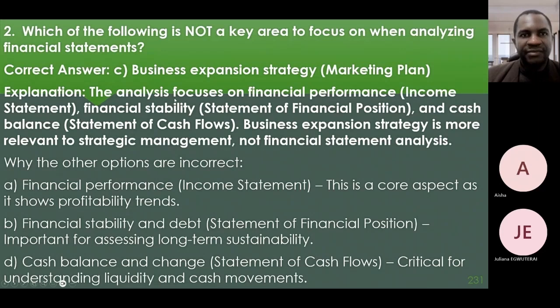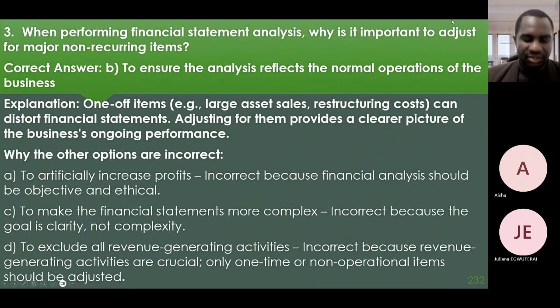Exactly. When performing financial statement analysis, why is it important to adjust for major non-recurring items? They both got it, and that question was tricky. Yeah. That's the answer. To ensure the... yes, of course. You guys got it. One-off items, e.g., large asset sales, restructuring cost can distort financial statements. Yes, adjusting for them provides a clearer picture of the business's ongoing performance.